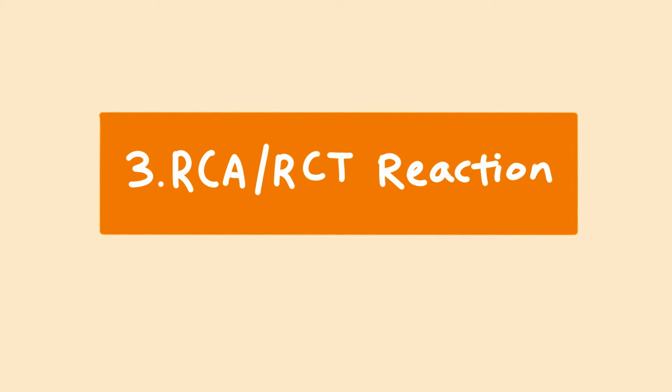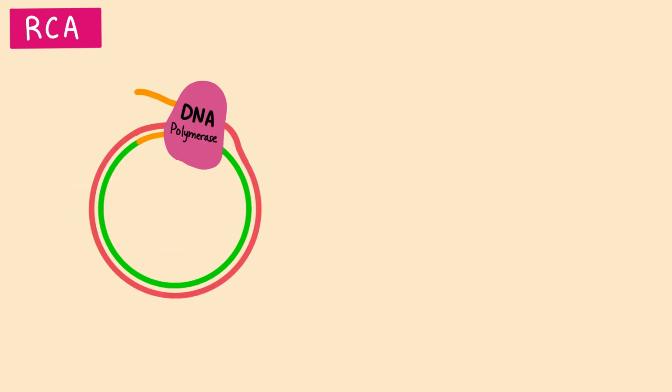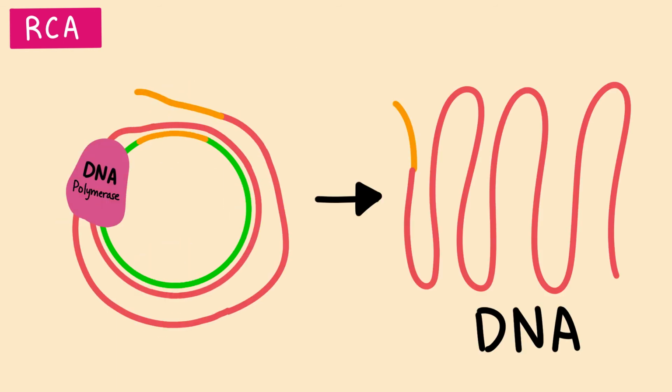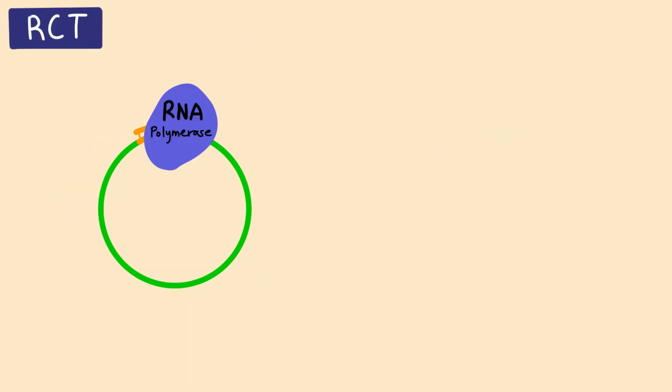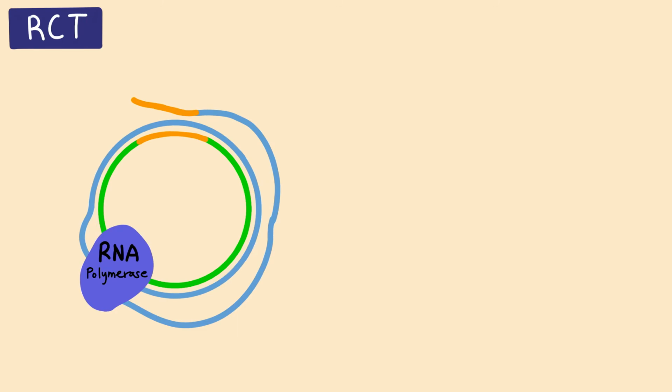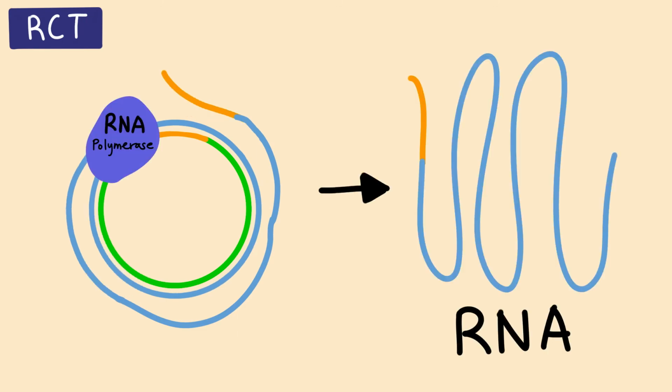This last step differentiates RCA and RCT. For RCA, the target acts as a primer for a DNA polymerase to attach and read the padlock, synthesizing a long DNA sequence consisting of repeats of the complementary sequence of the padlock. For RCT, RNA polymerase transcribes the padlock, resulting in a long repeating RNA sequence.